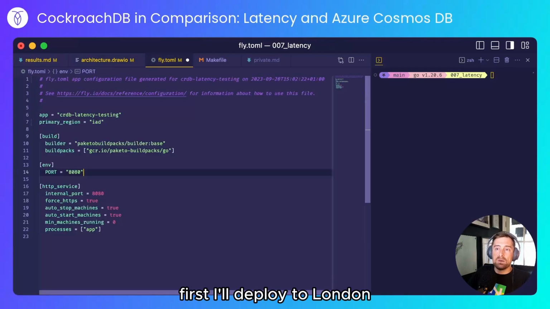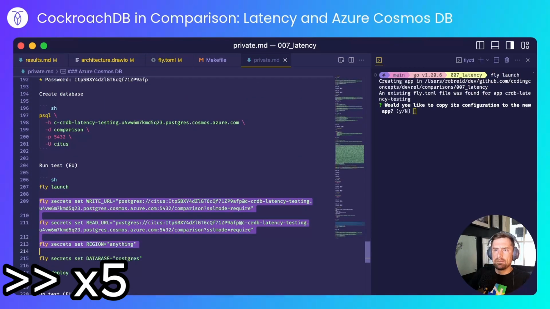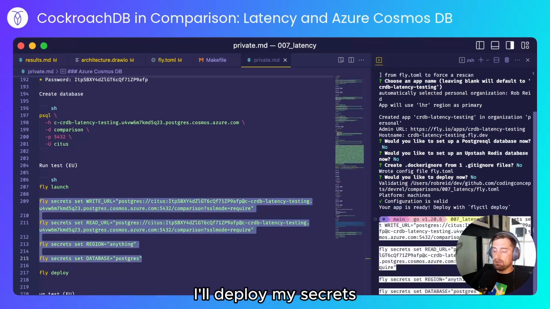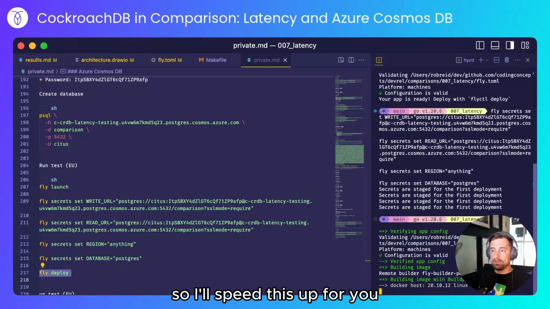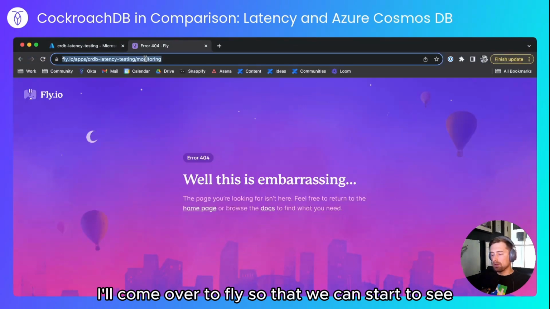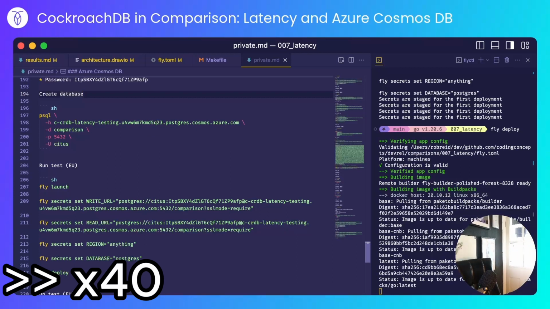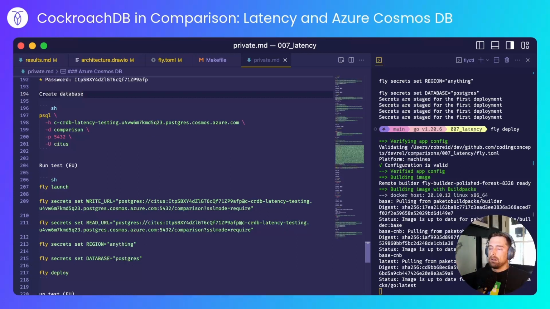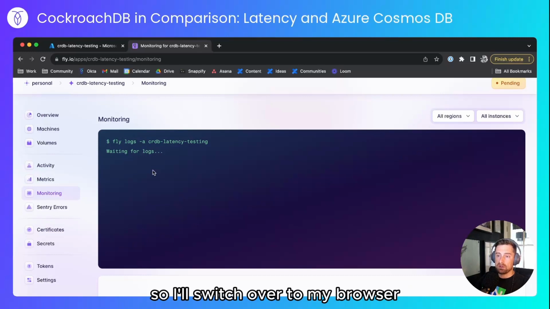First, I'll deploy to London. I'll spin my application up. I'll deploy my secrets. And I'll deploy the app. This takes ages with Fly, so I'll speed this up for you. I will suffer though. I'll come over to Fly so that we can start to see monitoring when it's available for the app. Here we go. That's nearly done, so I'll switch over to my browser.